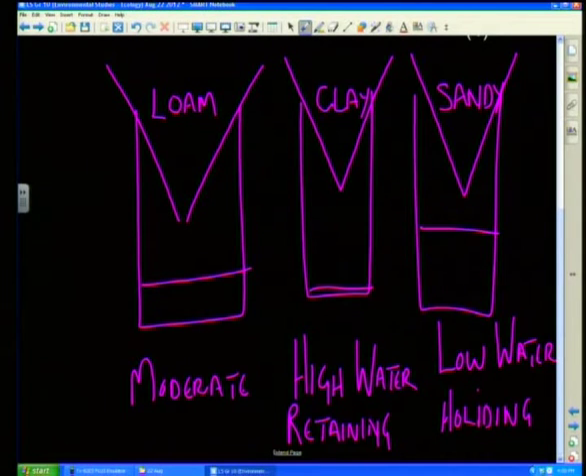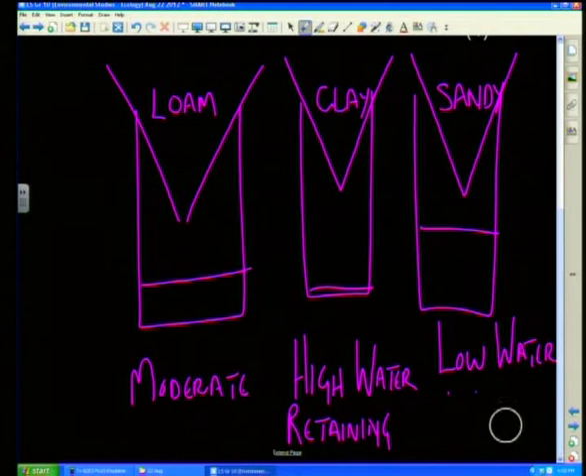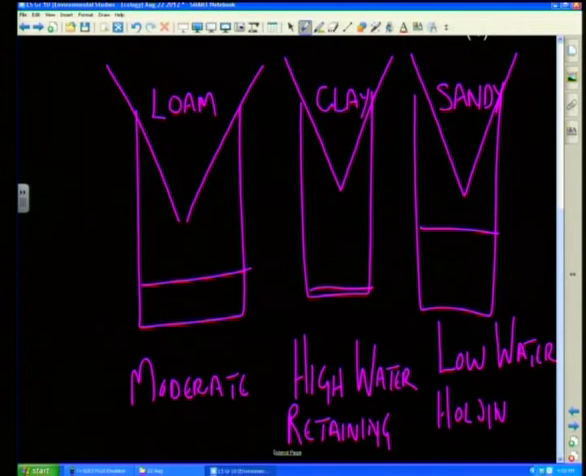capacity. Okay, I spelled that wrong. Let me do that again. Okay, water holding capacity.